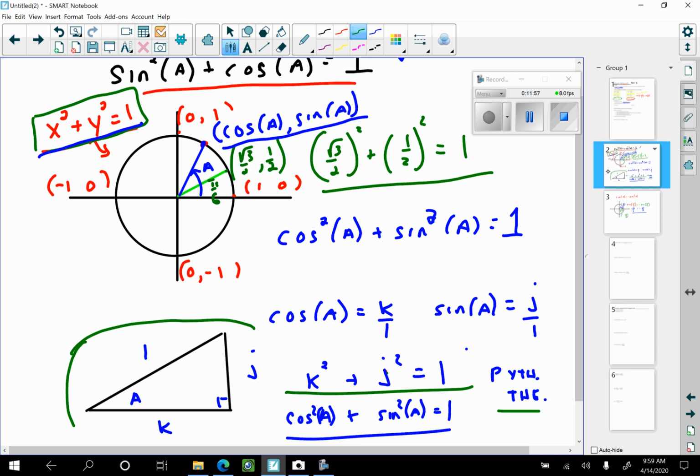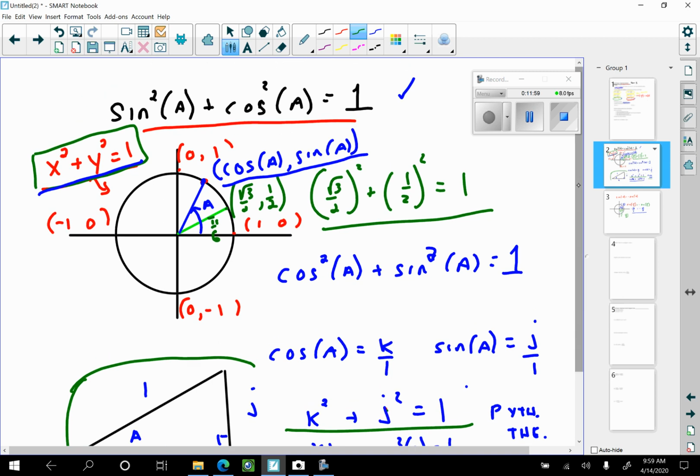So there's a couple ways that we can get to this formula, this identity, sine squared of A plus cosine squared of A is equal to 1. Lots of ways you can get to that. I did it first with the analytical definition of the unit circle, the algebraic definition, x squared plus y squared is 1, knowing that for any angle, the x value is cosine A and the y value is the sine of A.